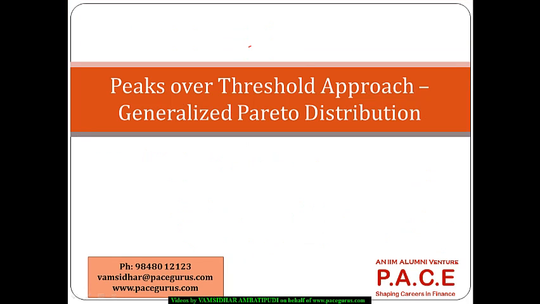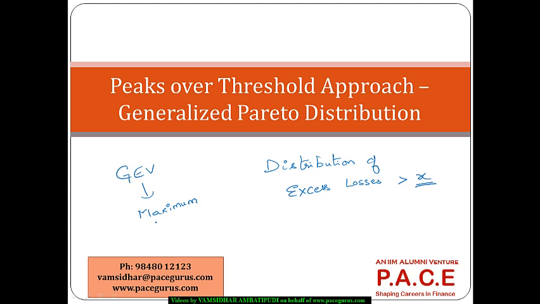Now let's look at one very important extreme value theory and the distribution, wherein I am interested in modeling the distribution of excess losses over a threshold. So excess value or excess losses above some threshold value X. See, the generalized extreme value theory was more and more modeling the maximum value or a minimum value of a set of data, right? The distribution regarding the maximum or the minimum value.